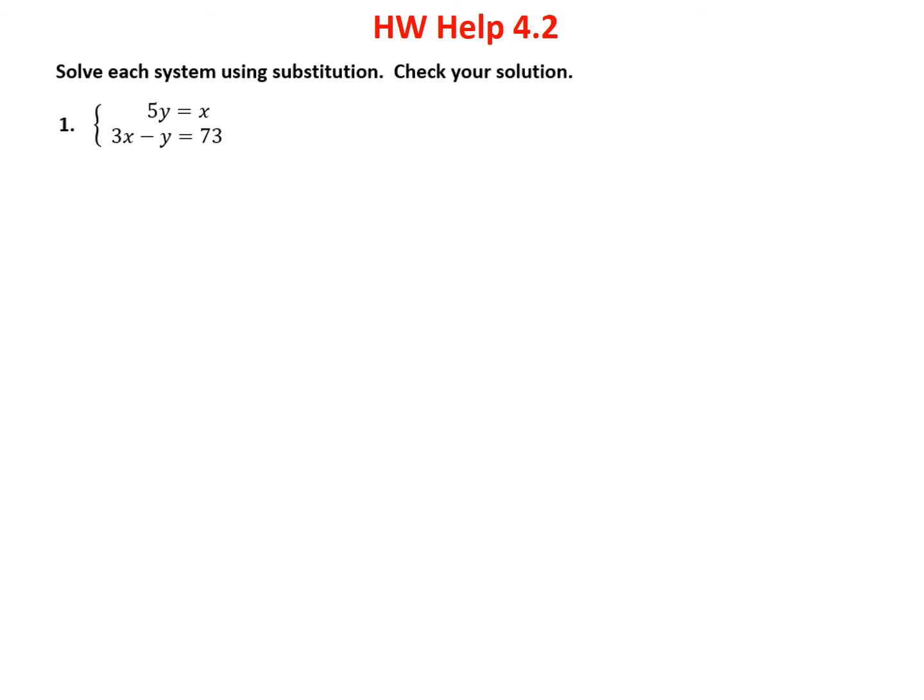Problem 1 says to solve each system using substitution. So check your solution when you're done. In this case, we're looking to see if there's any variable already solved. The first step is always to solve for one of the variables in the equations. And notice in this case, we already know x is solved, x equals 5y. So what we're going to do is take that and plug it in for x. So we'll rewrite equation 3, and instead of x, I'll put parentheses, and I'll put in the 5y. That's the key. Since x equals 5y, I'm going to put it in for x.